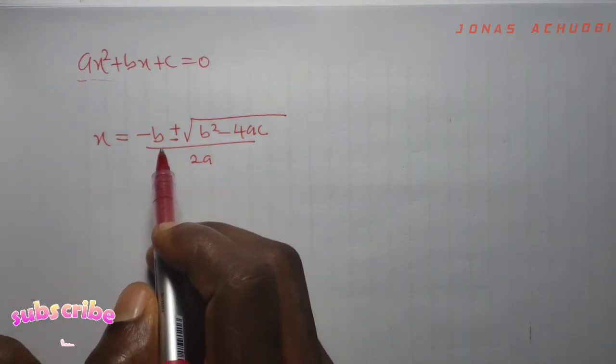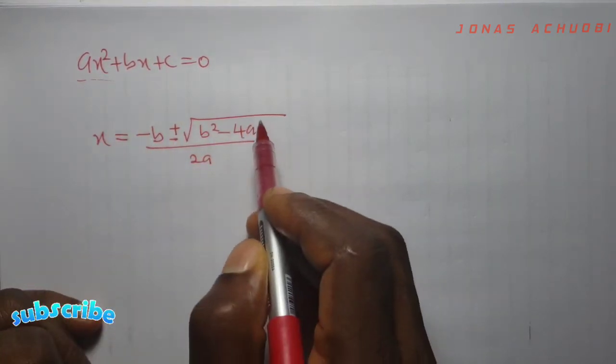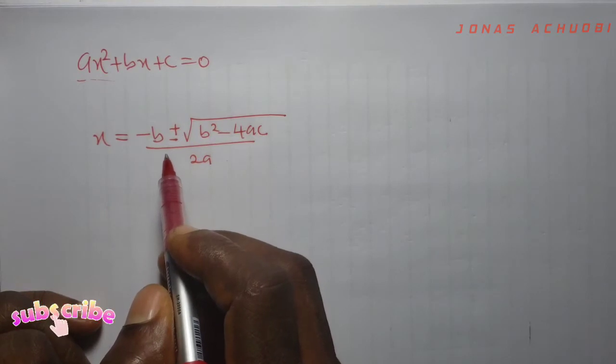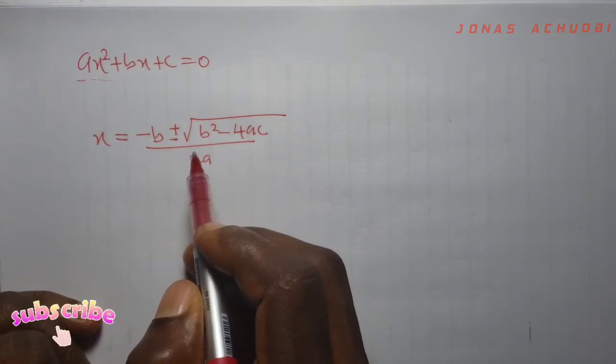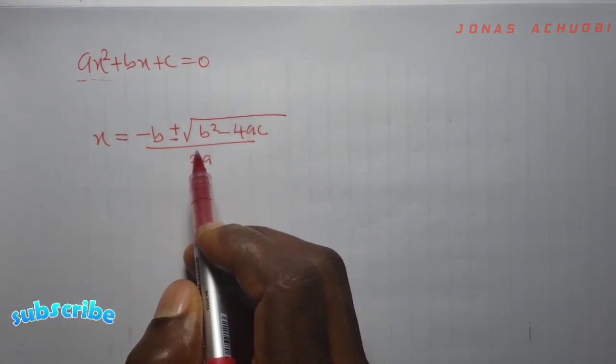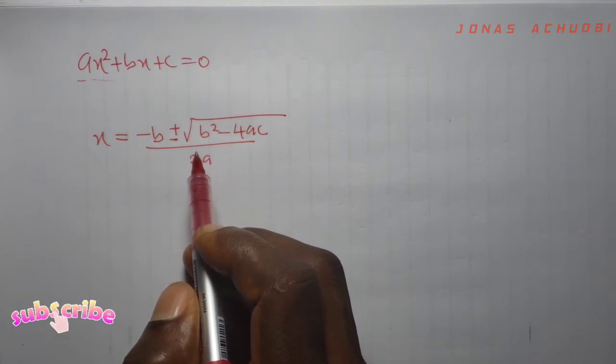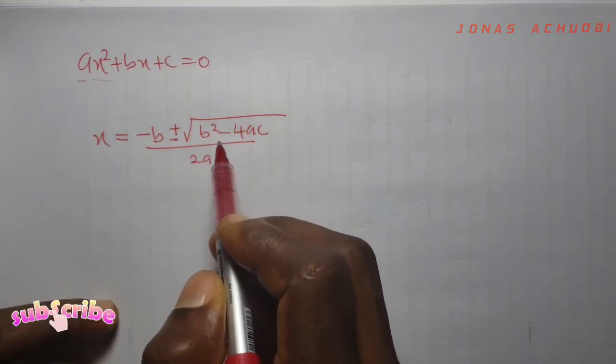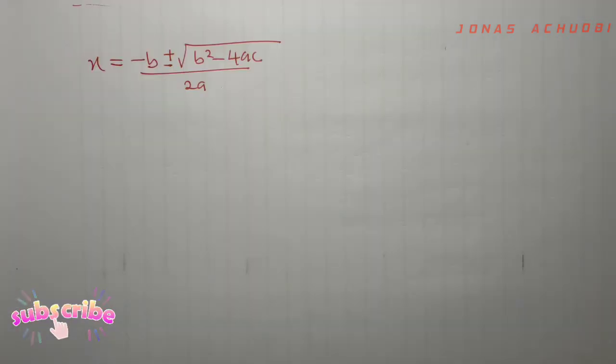Now, another advantage is this. With this formula, we can solve any quadratic equation. Meanwhile, the first method is restricted in the sense that it can only solve an equation that is factorizable. But the formula method can solve any given quadratic equation.